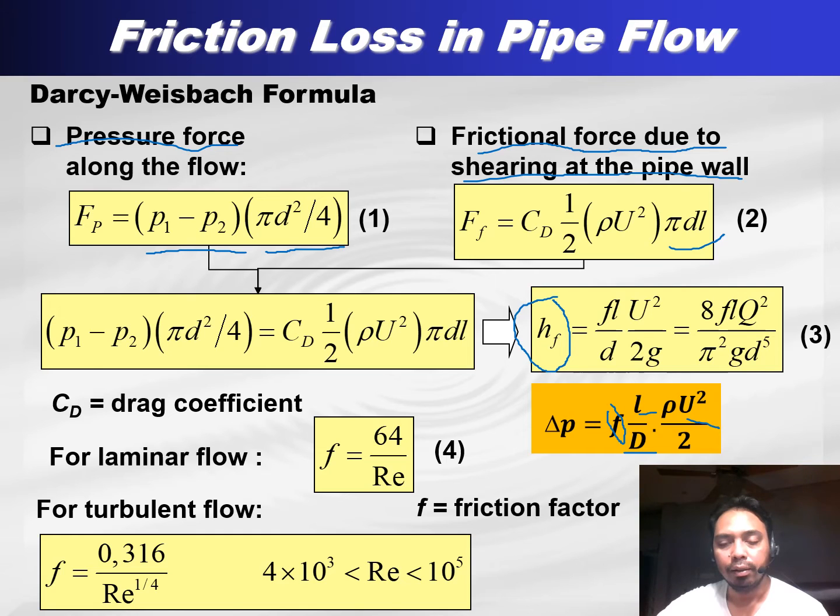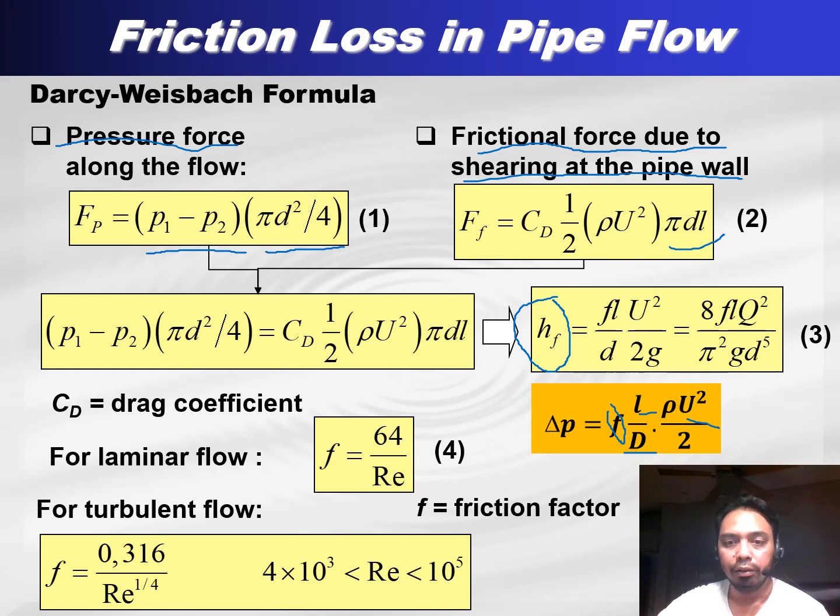The denser the fluid, the bigger also the pressure drop, and also this is important, the square of the velocity. So the faster the flow, by the square, the more it creates the pressure drop in the flow.